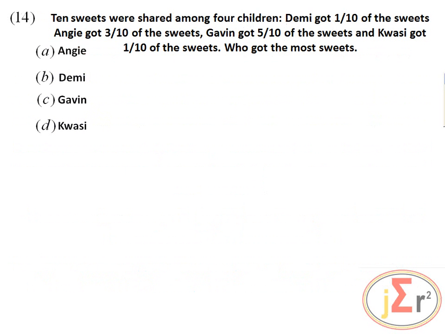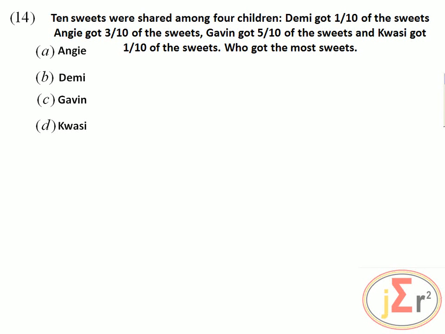10 sweets were shared among 4 children. Demi got 1/10 of the sweets. Angie got 3/10 of the sweets. Gavin got 5/10 of the sweets. And Kwesi got 1/10 of the sweets. Who got the most sweets?